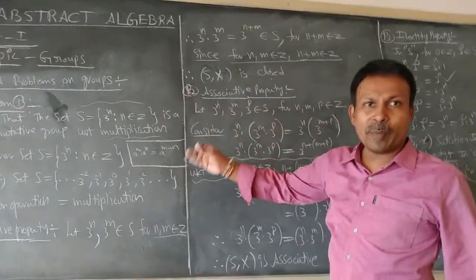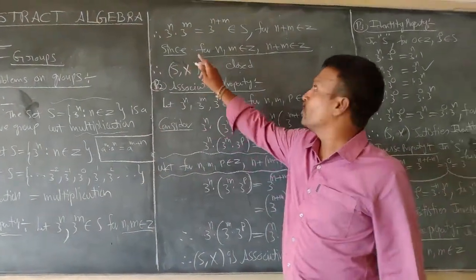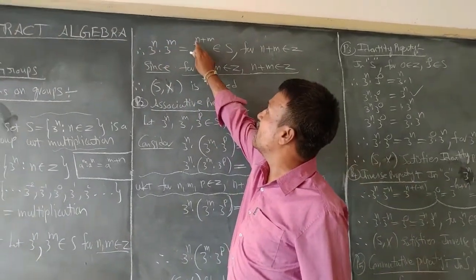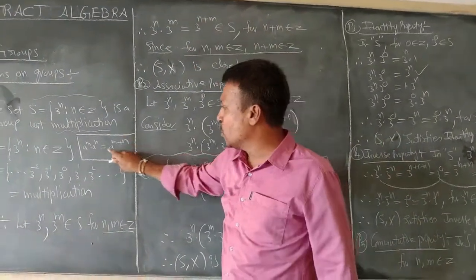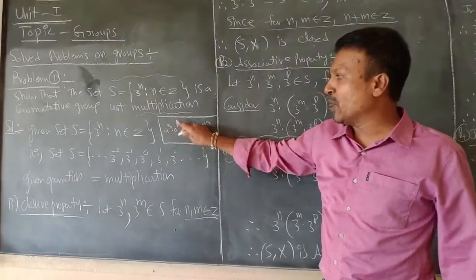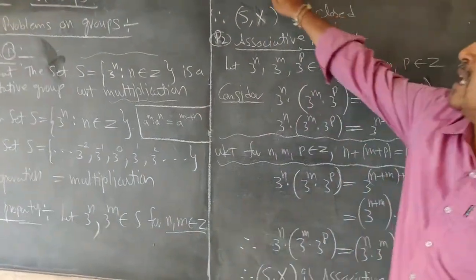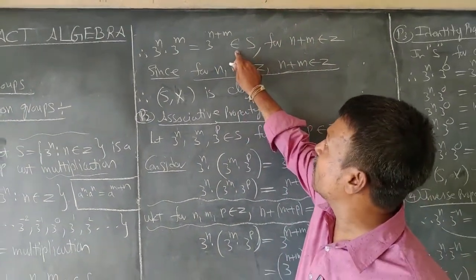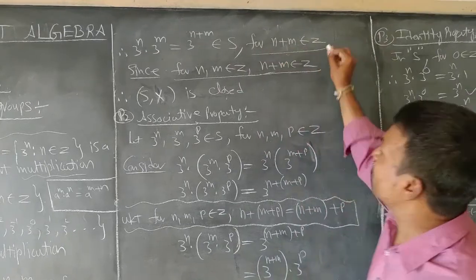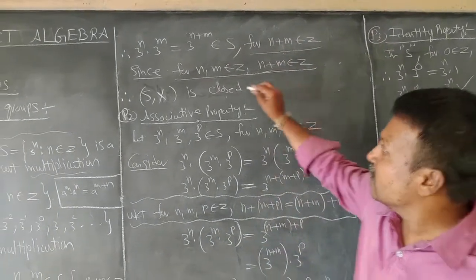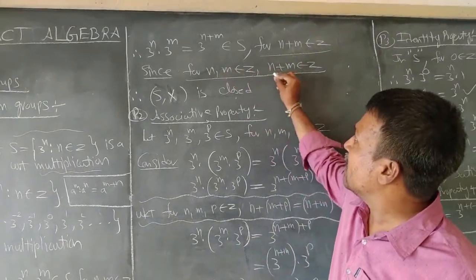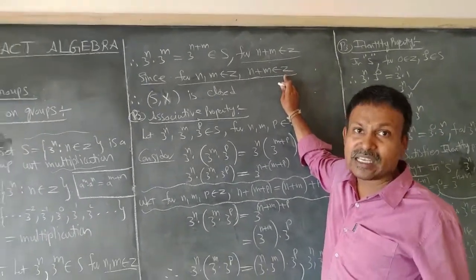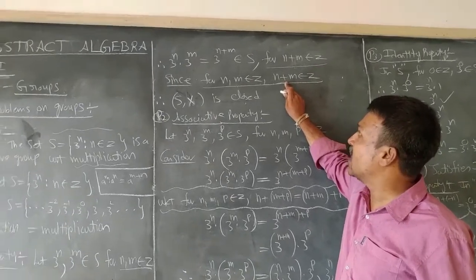Right. Now I operate these two elements with the operation multiplication. Here I have operated: 3 power n into 3 power m is equal to 3 power n plus m. Here I have used the condition a power m into a power n is equal to a power m plus n. Right. 3 power n into 3 power m is equal to 3 power n plus m, which belongs to set S, for n plus m belongs to Z. Right. Why? Because for n, m belonging to Z, n plus m belongs to Z. It is the closure property in set Z with respect to the operation addition.